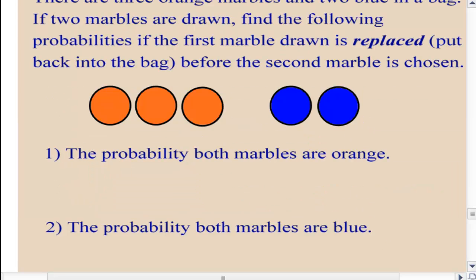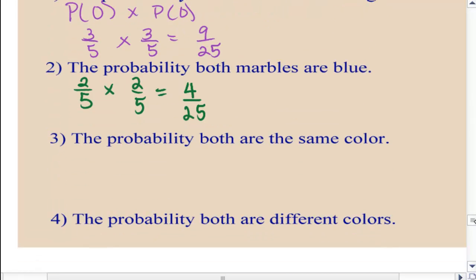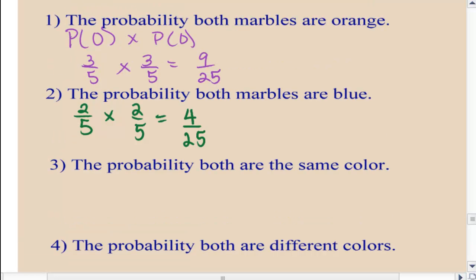Again, try these first 2 problems and then stop. We'll do 3 and 4 together. For number 1, I have 9/25. For number 2, I have 4/25. Now let's look at 3 and 4. So for number 3, it says the probability that both are the same color. So we need to break down what that means.